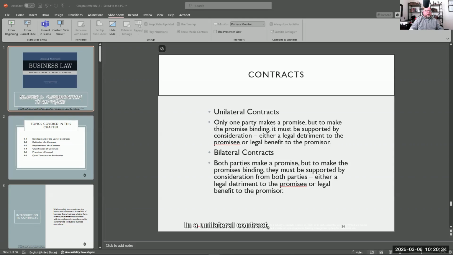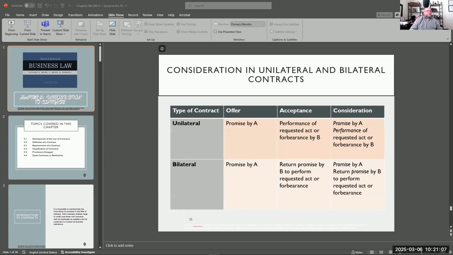In a unilateral contract, falling back to these, one party makes a promise, but to make the promise binding, it must be supported by consideration, some type of legal detriment to the promisee or legal benefit to the promisor. In bilateral contracts, both parties make a promise. All right. Nothing changes as far as what's exchanged there, but both parties make a promise. In unilateral, one party makes a promise. If you just remember the uni and the bi part of that, then you'll be able to understand those two.